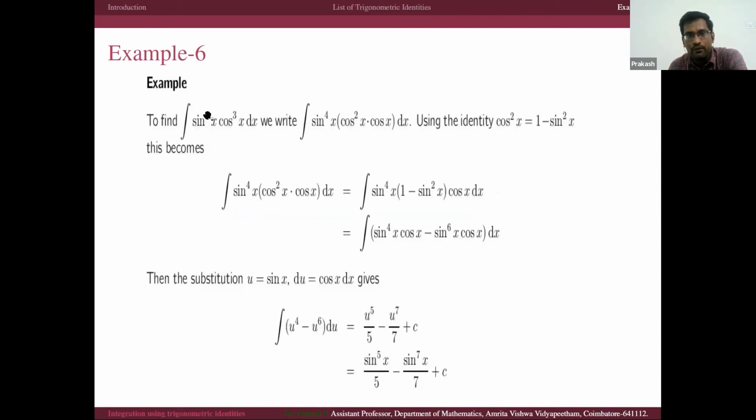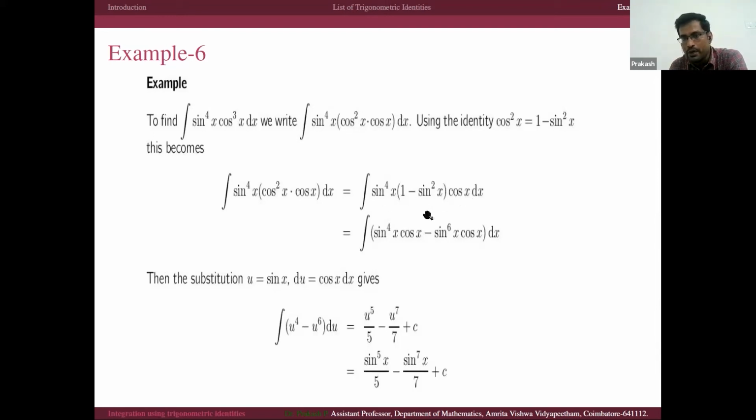So sine power 4x, this is an even power, and this is an odd power. So we need to split this odd power term. That means cos square x into cos x. But already you know that cos square x is 1 minus sine square x. So 1 minus sine square x into cos x.